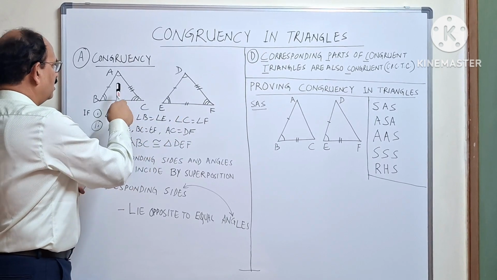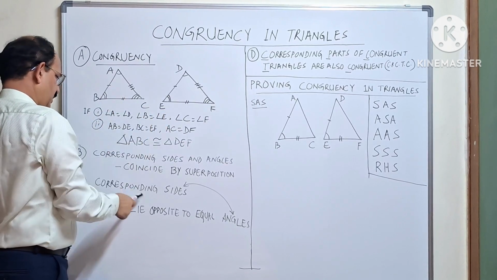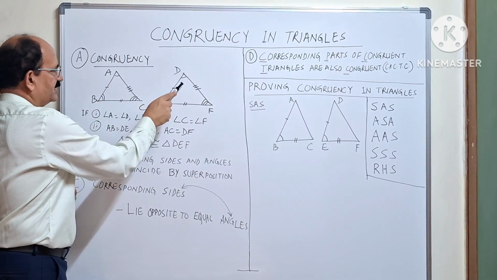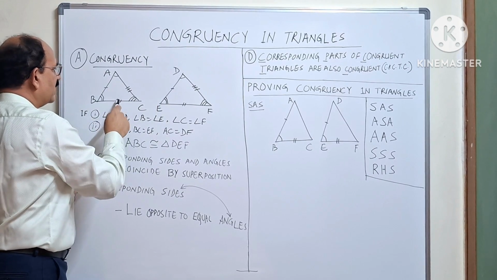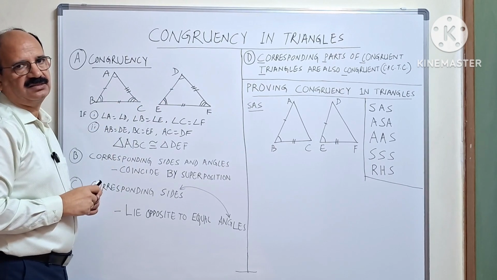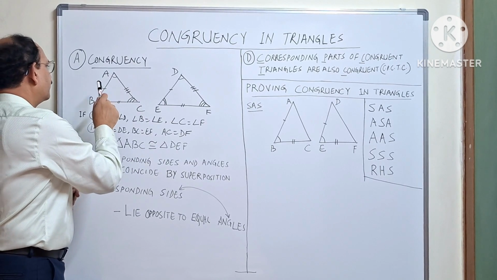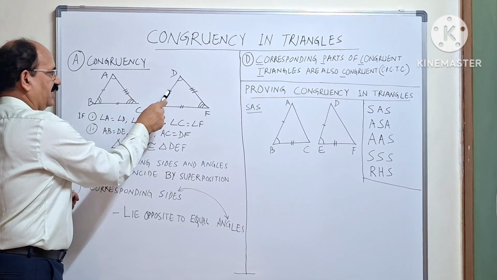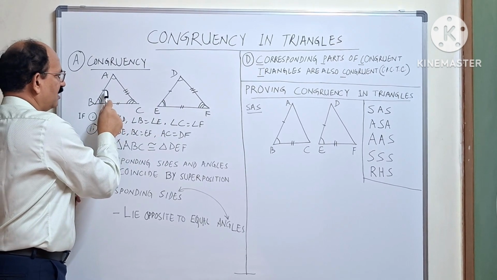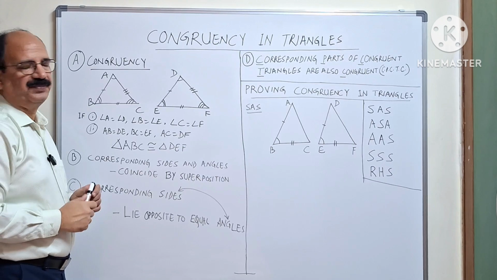Those are the corresponding sides. If this angle is equal to this angle, then the corresponding sides are the sides opposite to these angles. Likewise, if this side is equal to this side, then the corresponding opposite angles are C and F.